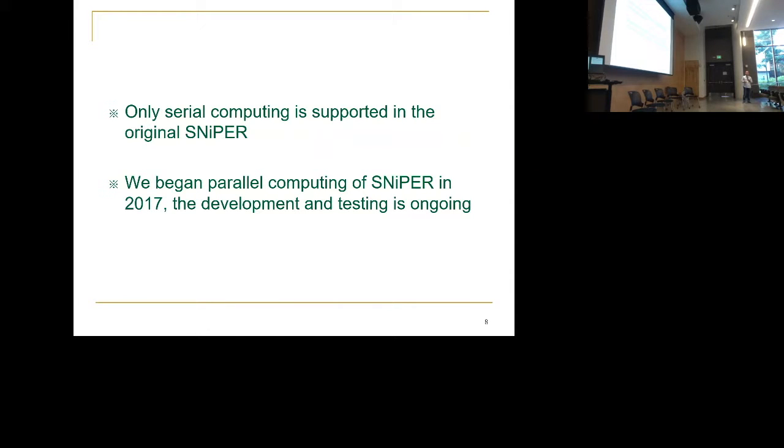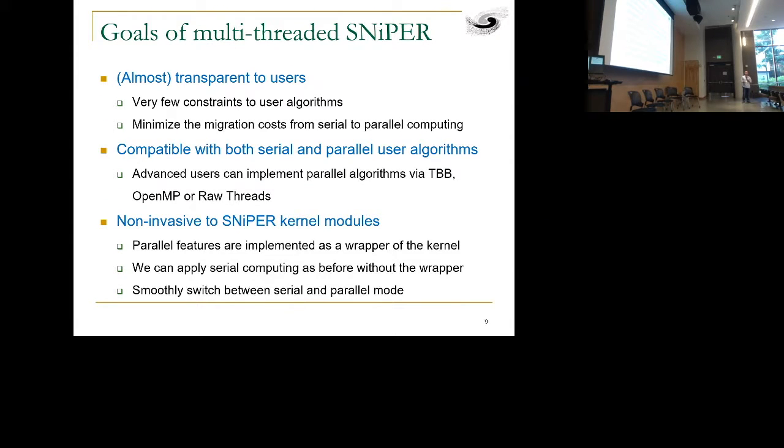Only serial computing is supported in the original SNiPER, but we began the parallel computing this year, and the development and testing is ongoing. Here are our goals for multi-threaded computing. First, it should be transparent to users. That means there are very few constraints on user algorithms, so that we can minimize the migration costs from serial to parallel computing.